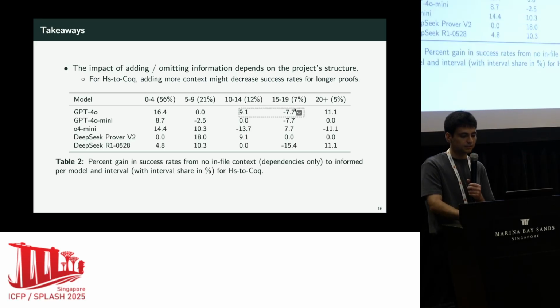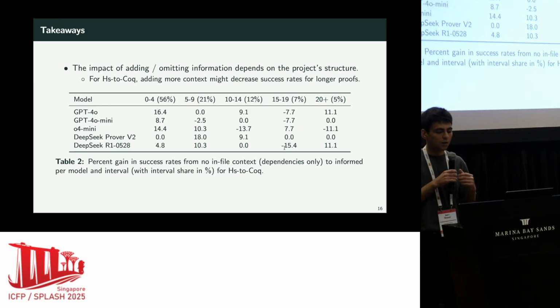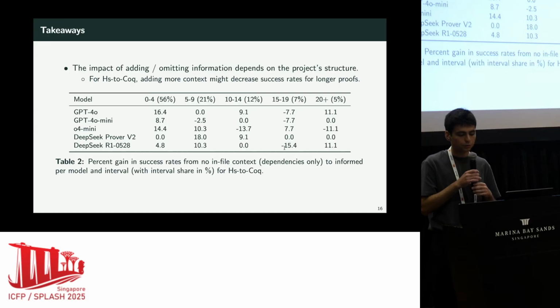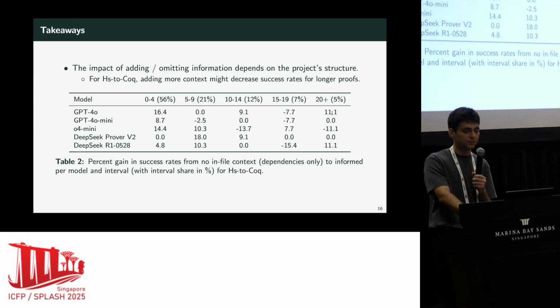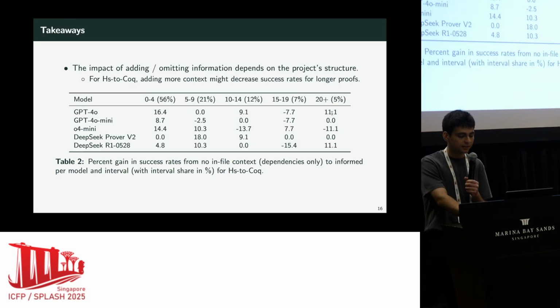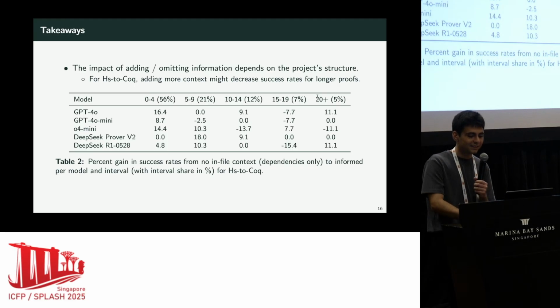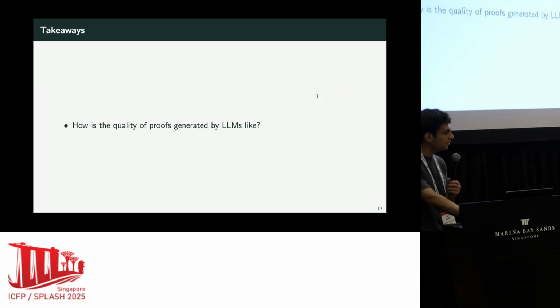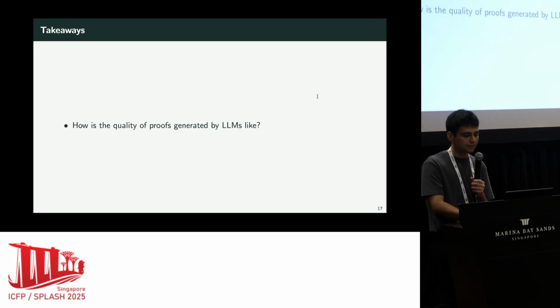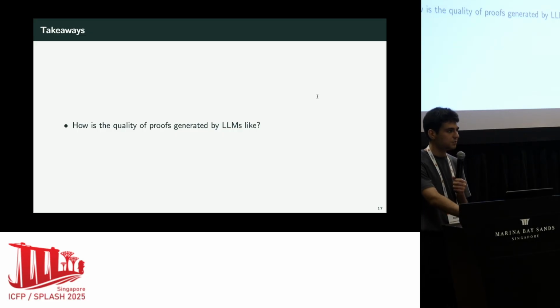For example, this graph shows how much percentage you lose from going from dependencies only to including the previous lines in the file, which are not always necessarily related. In this case, you can see that for larger proofs, like 15 to 19 or 20 plus, it just causes the model to get confused. So again, do not give the entire repository like you would when copying and pasting to ChatGPT or something else.